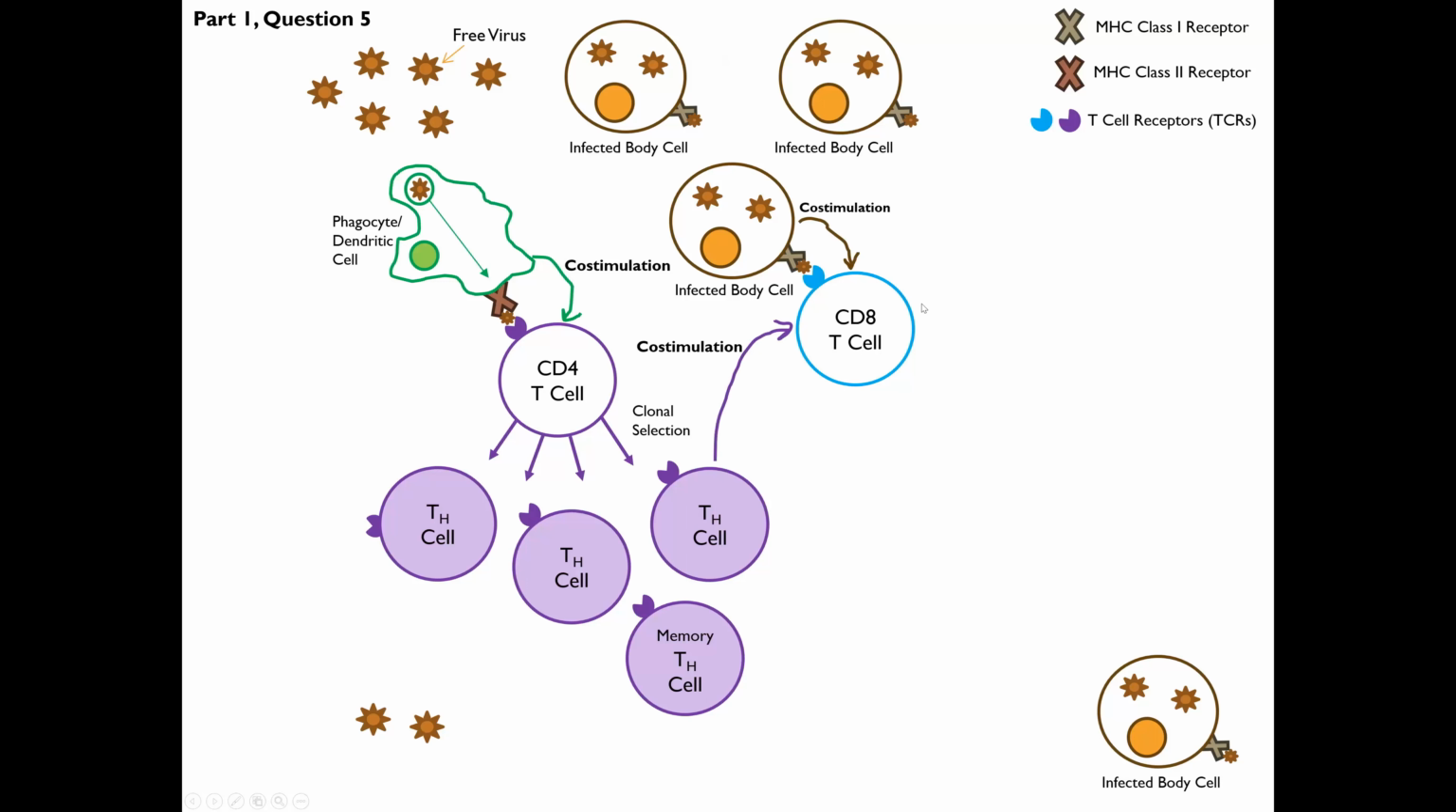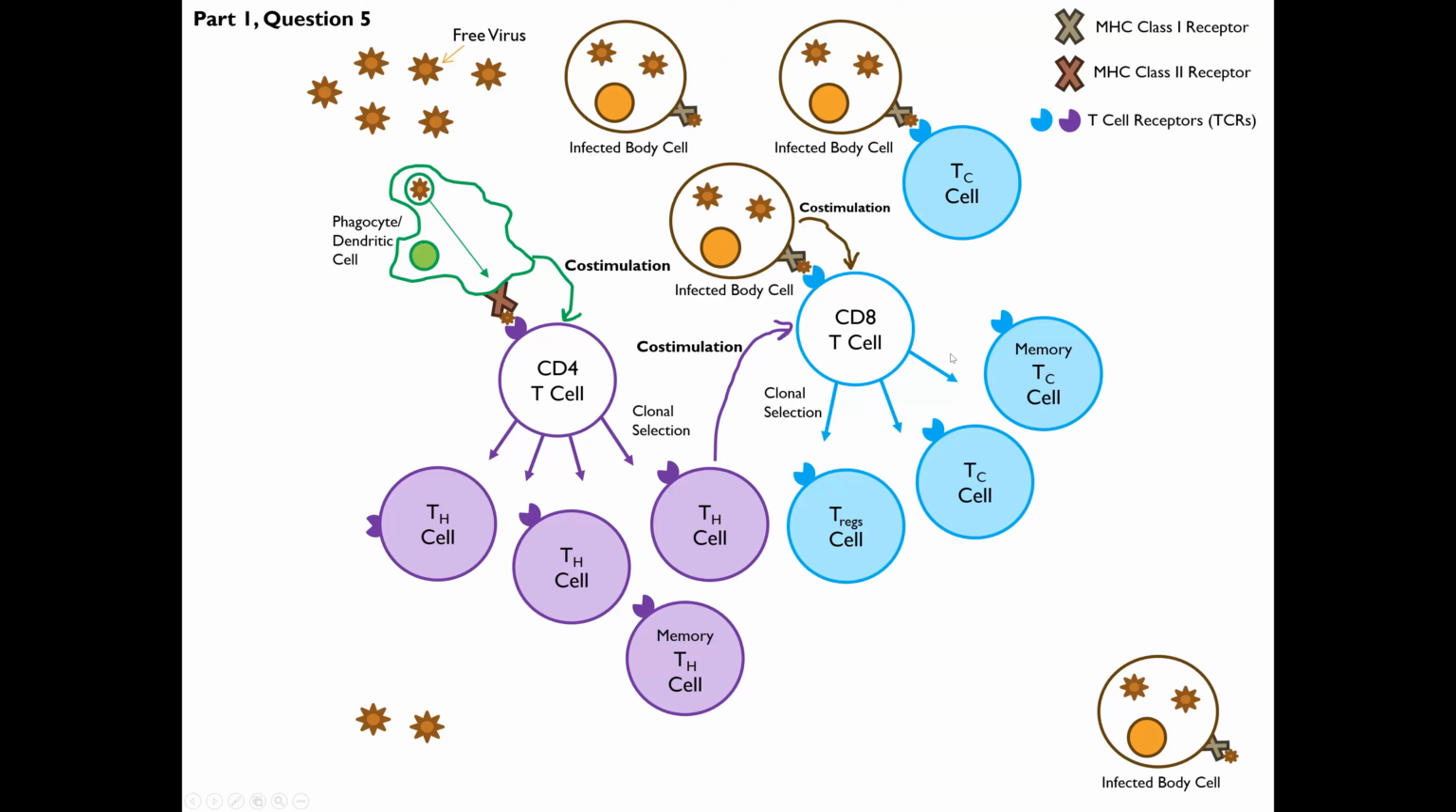So again, we require co-stimulation before the cell can become activated, and in this case there is co-stimulation from the infected body cell as well as, and this is necessary, co-stimulation by activated helper T cells. So once the CD8 T cell becomes activated, it will also undergo clonal selection, which means it will undergo several rounds of cell division. And this will make a lot of cytotoxic T cells, which are the TC cells. It will make memory cytotoxic T cells for a faster response in the future.